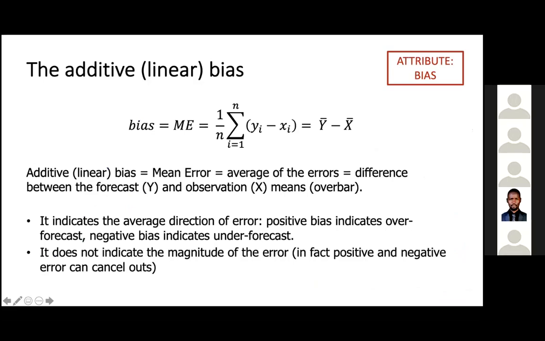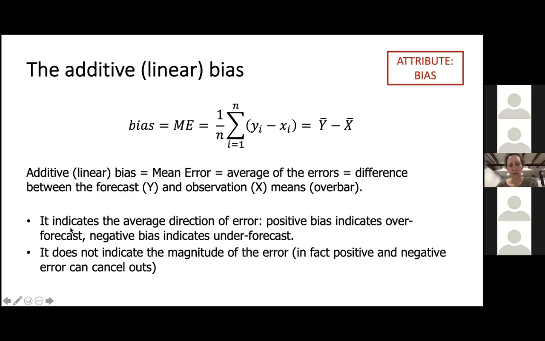So here we go. Now I'm going to go through each one of these scores and talk a bit about their characteristics. So the additive or linear bias is the mean of the errors, and is also equal to the difference between the mean of the forecast and the mean of the observations. In all my slides, the forecast is always Y and the observation is always X. The over bar always indicates averaging.